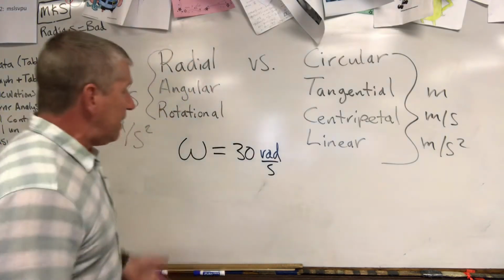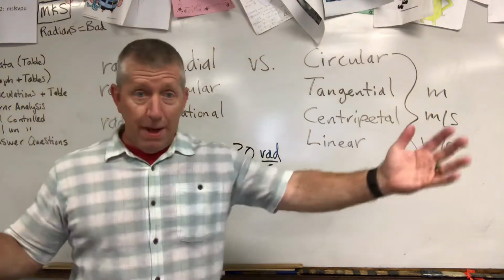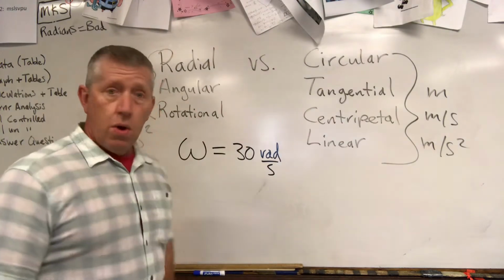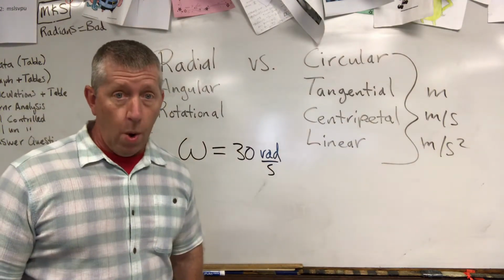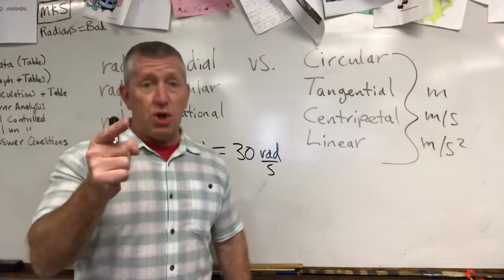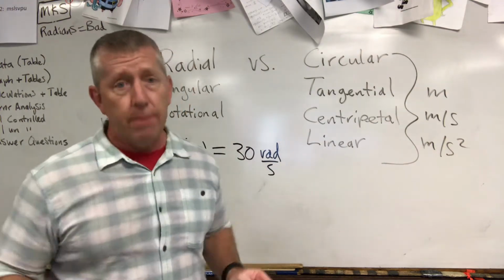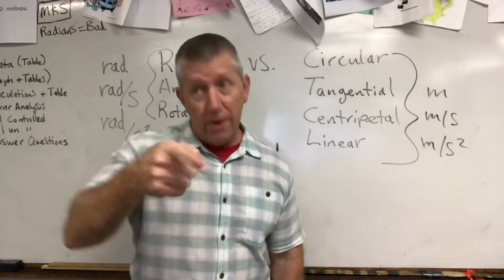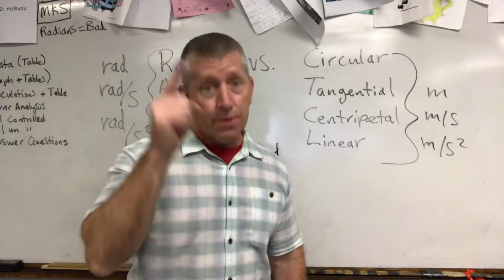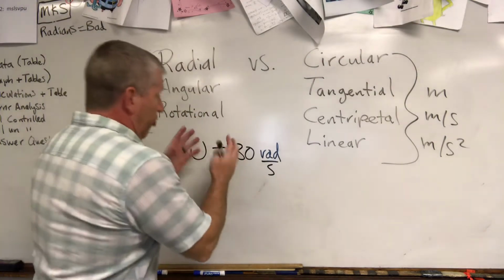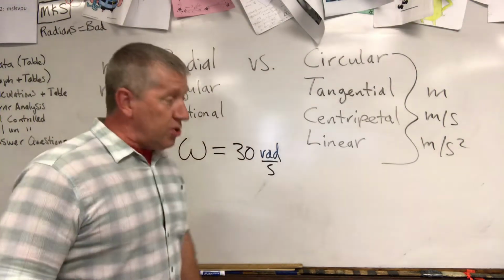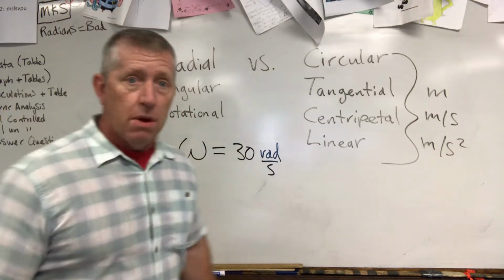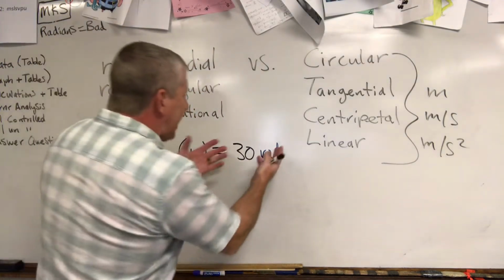But if that radius is a kilometer, or 1,000 meters, whoa. That is the quickster fast. That would be like 30 times 1,000. That'd be 30,000 meters per second. That's fast. See, so it depends on what the radius is.